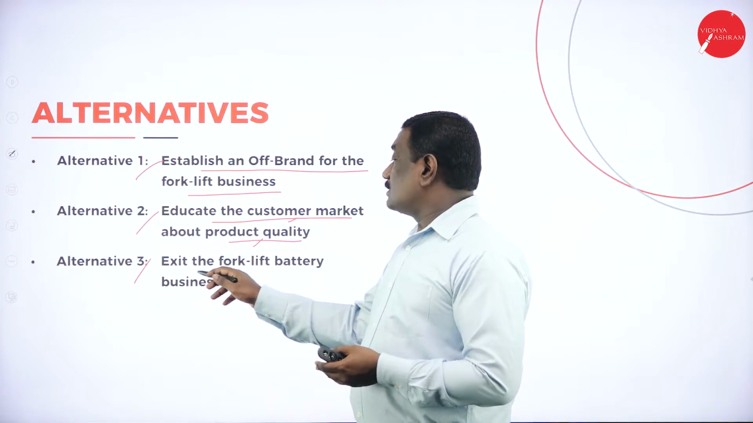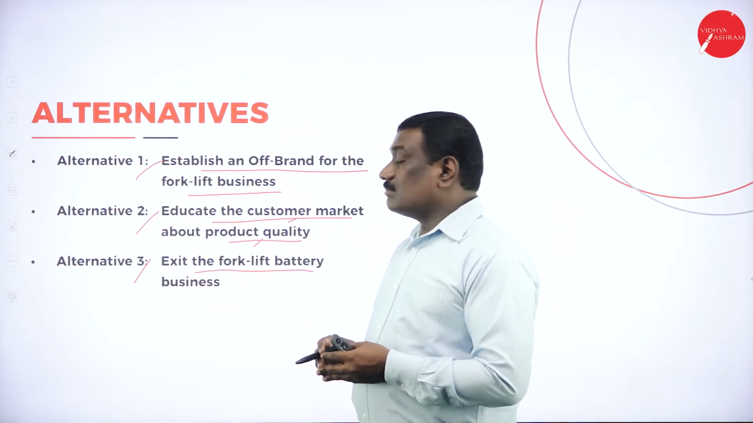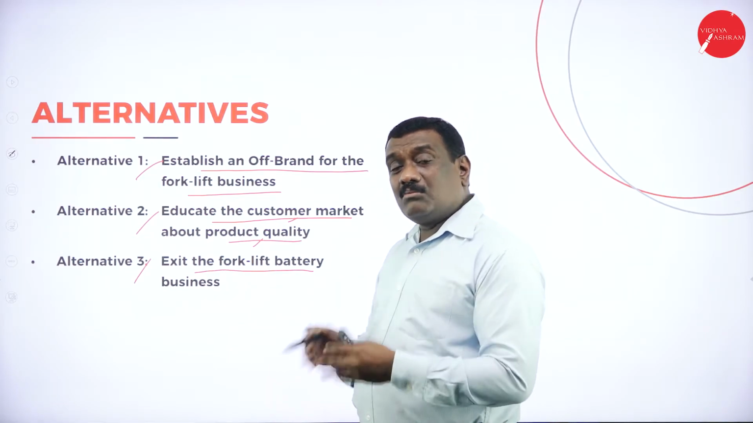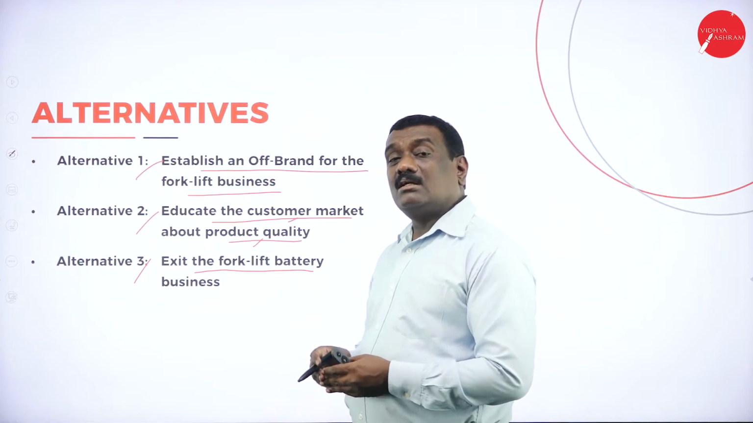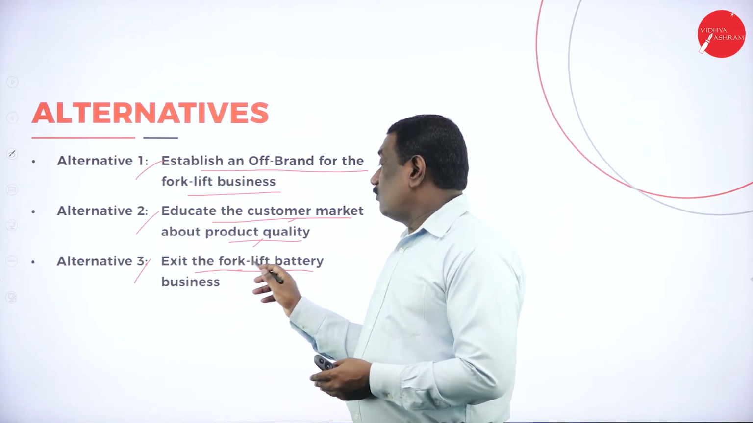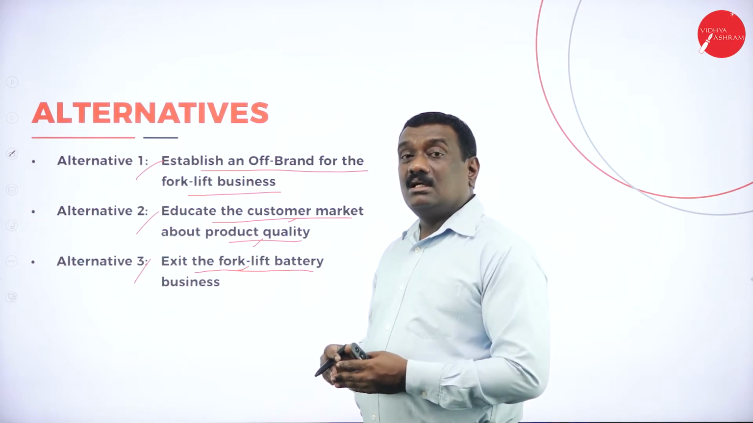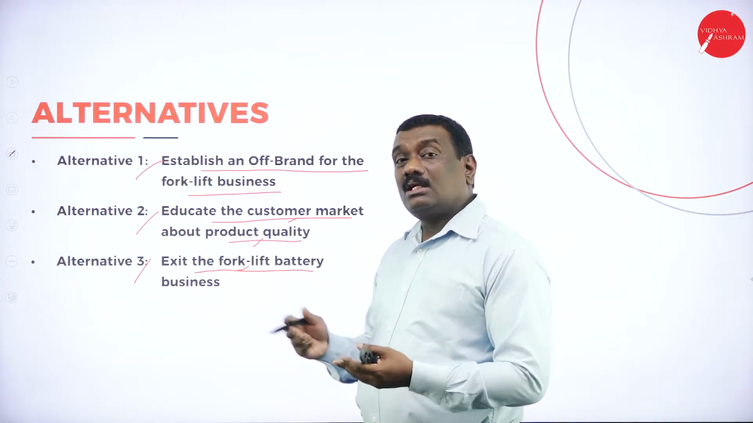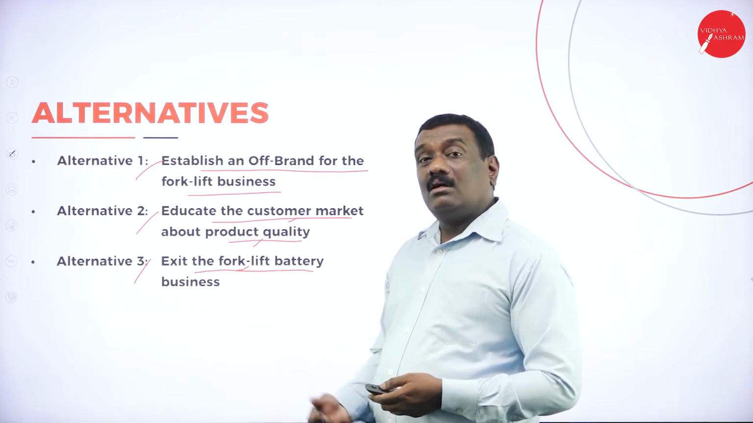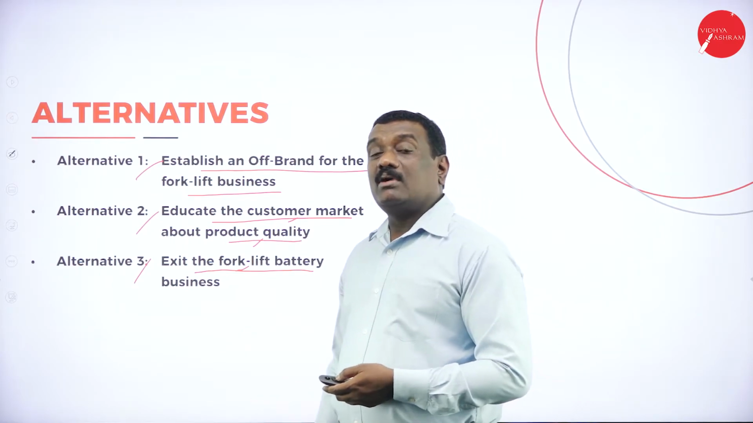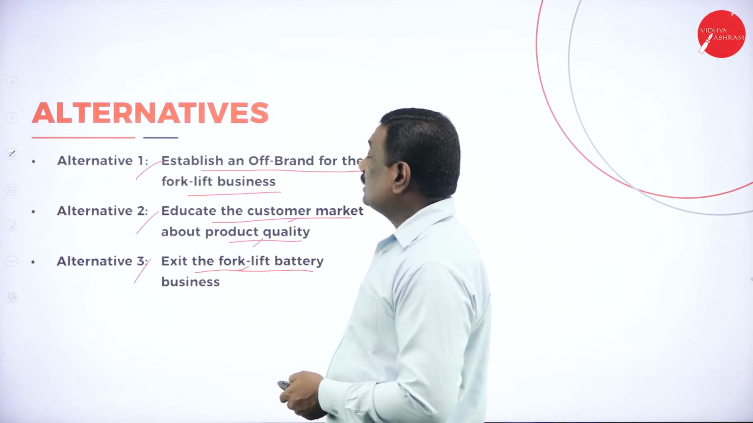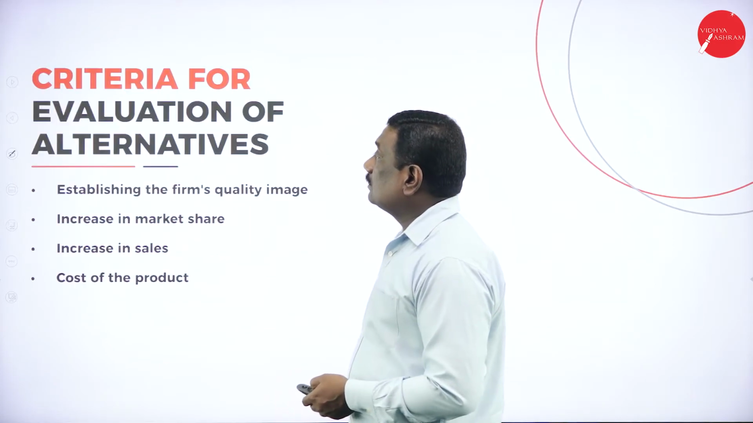And the third alternative is exit the forklift battery business. It is better to take away this particular business, the forklift battery business, which was taken for an expansion of your business. So better you stop that, so that you can be happy with the same old batteries which you were manufacturing for the cars. So these are the three important alternatives.